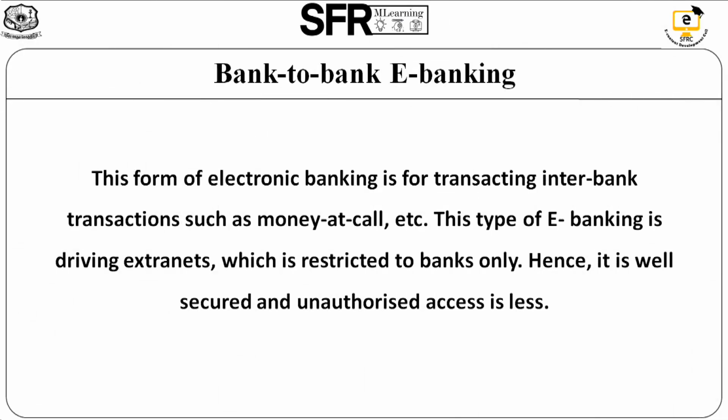Then second dimension is a bank-to-bank e-banking. This form of electronic banking is for transacting interbank transactions such as money at call. This type of e-banking is driving extranets, which is restricted to banks only. Hence, it is well secured and unauthorized access is less in these dimensions.